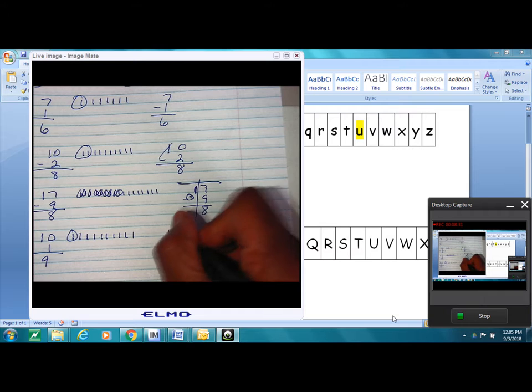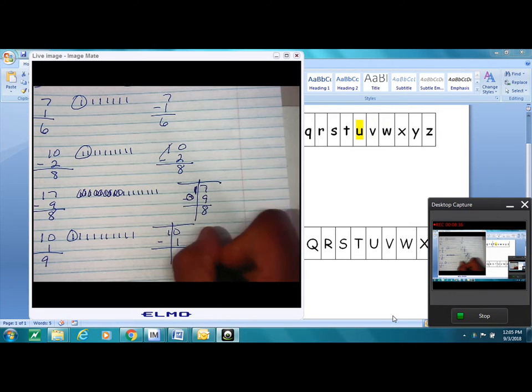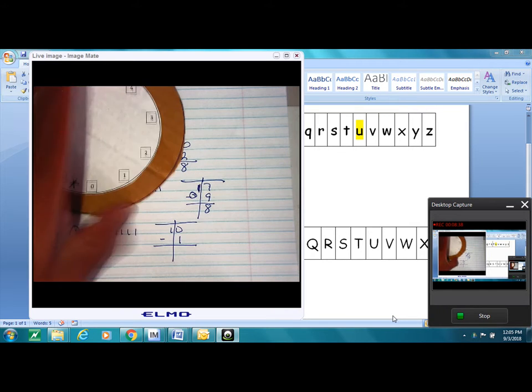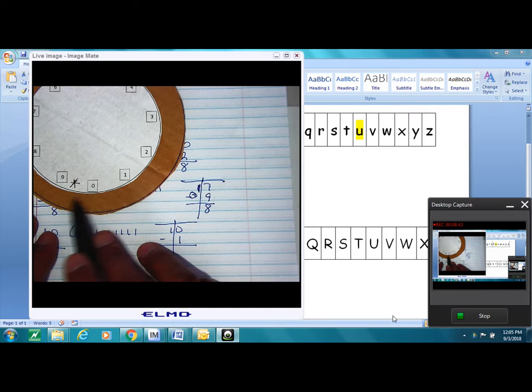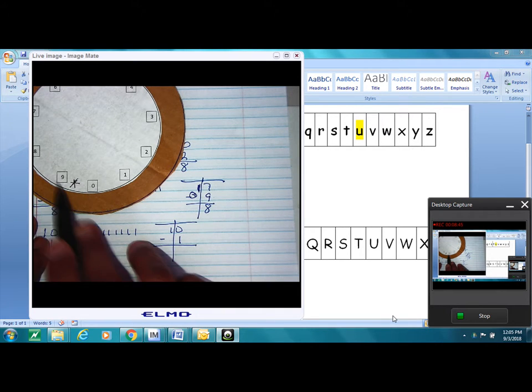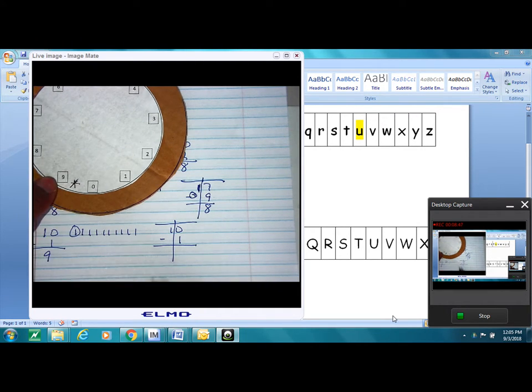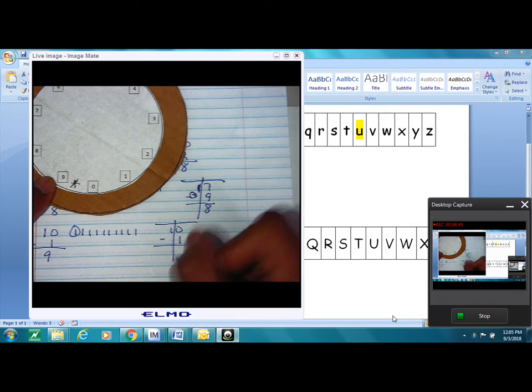Third way, 10 minus 1. Place value is going to matter. I'm going to use my machine. You have the 0 in the 1's place, and you're going to give away 1. You're going to go back one step. Boom. 1. We landed on the 9.